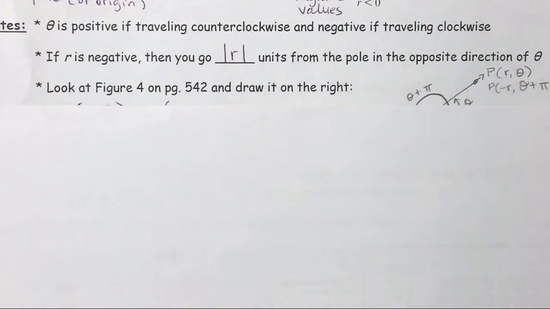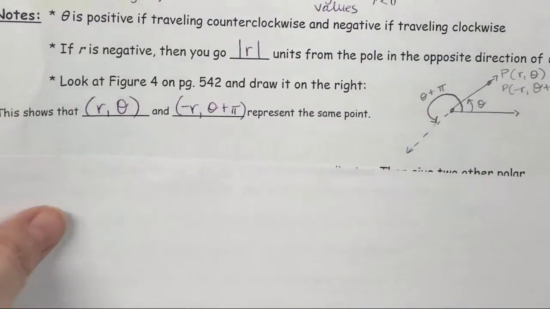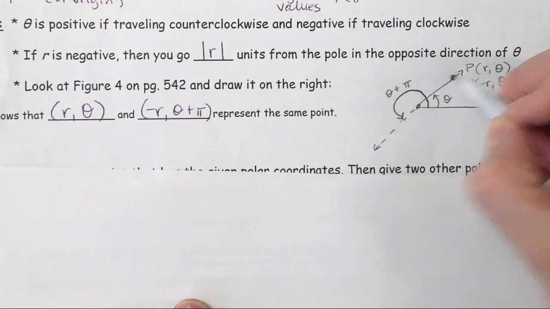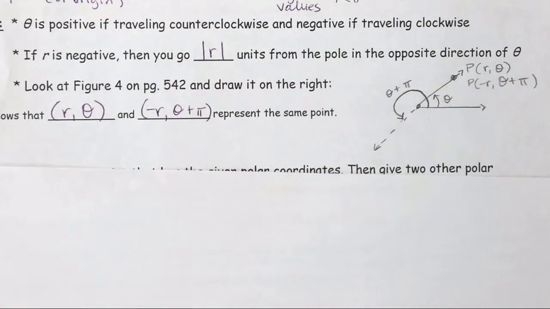And then I told you to look at figure 4 and draw it on the right. Okay, so this is two different ways that you can represent the same point. So one way would be that your point is r and then theta. Another way you could represent it is negative r and theta.